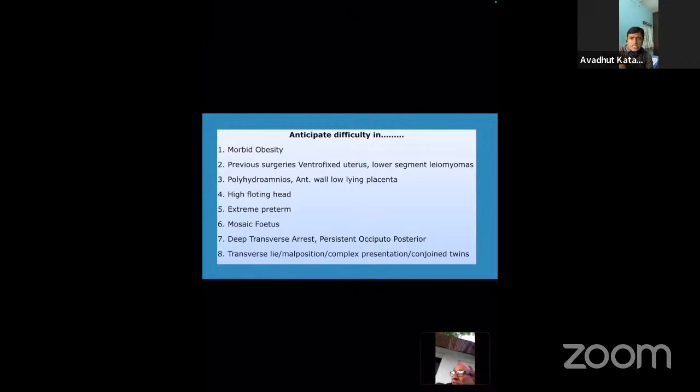In all these things, we have to anticipate the difficulty and prepare ourselves accordingly. Do not just open the abdomen, open the uterus and try to extract the fetus. Many times you may feel difficulty in doing cesarean section in all these patients. So always anticipate, be prepared. Be confident, be prepared, but anticipate difficulty. And accordingly, prepare yourself.